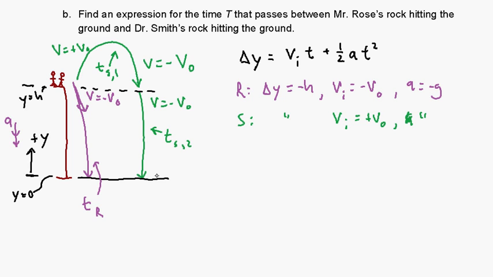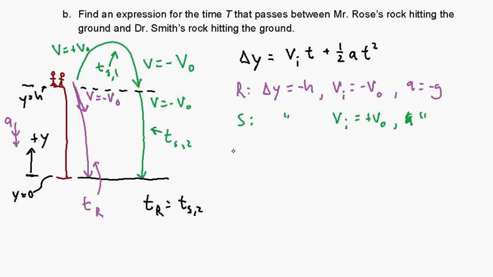This is just like the way we figured out that velocity would be the same with impact. Now, what is interesting here is that since Rose's rock starts with a velocity of negative v naught, and Smith's rock starts the second part of its motion with a velocity of negative v naught, TR and TS2 will be the same. So TR equals TS2, and TS2 is the time for this second part of Smith's motion.